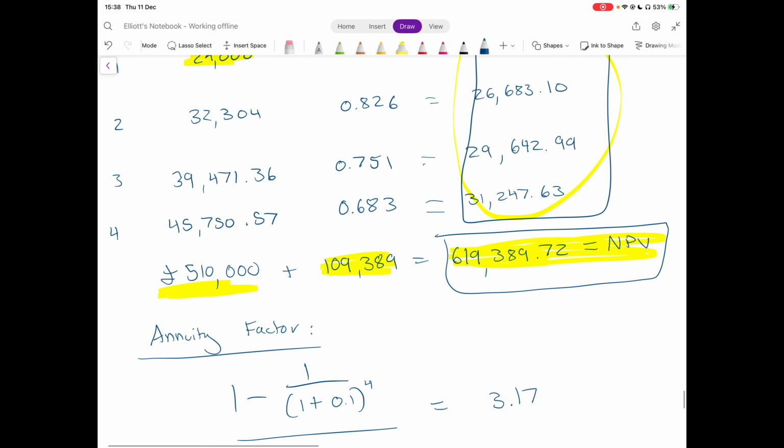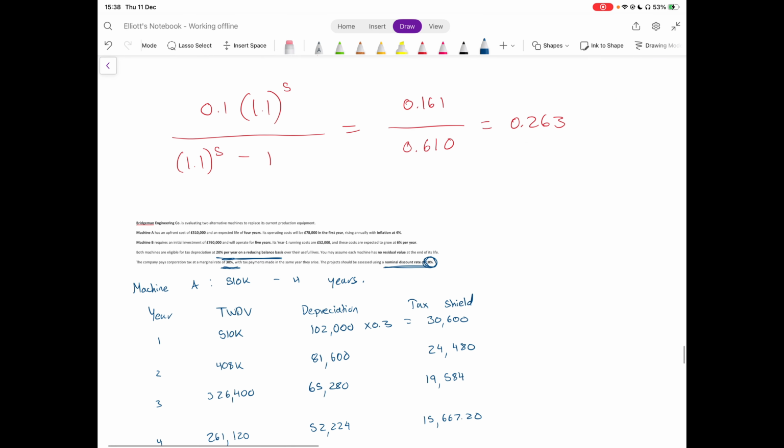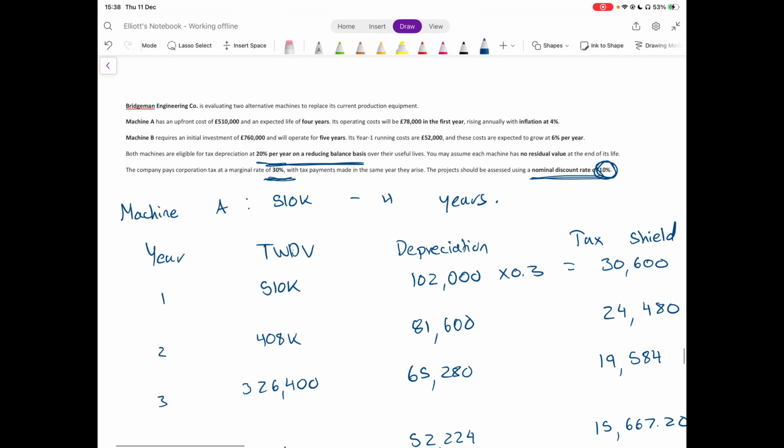And now what we need to do is the exact same thing, but for machine B. So I'll do that in red. So machine B is 760K, 5 years, operating cost 52 grand, and its inflation rate is 6% a year instead of 4%.